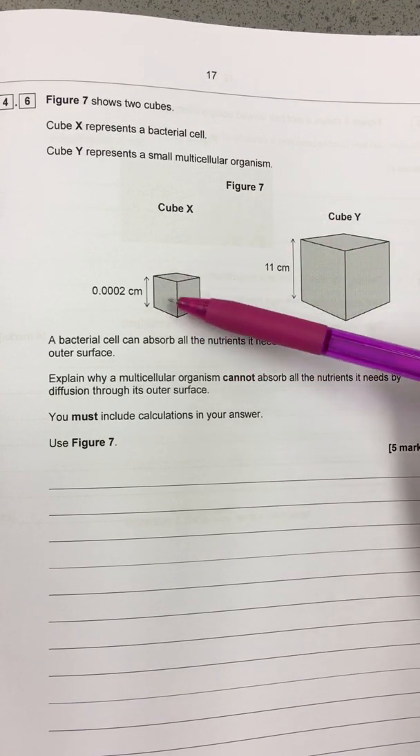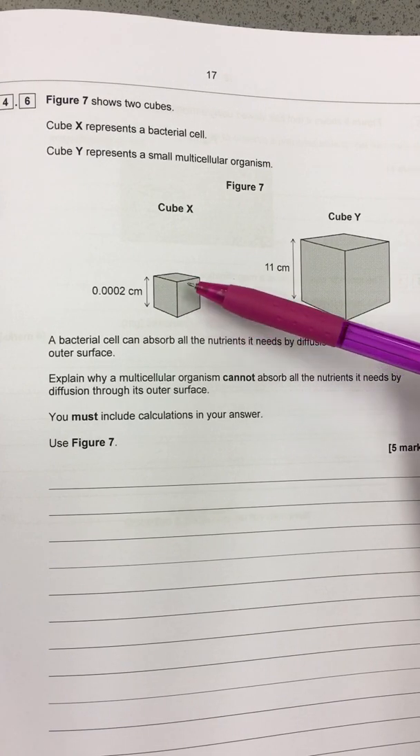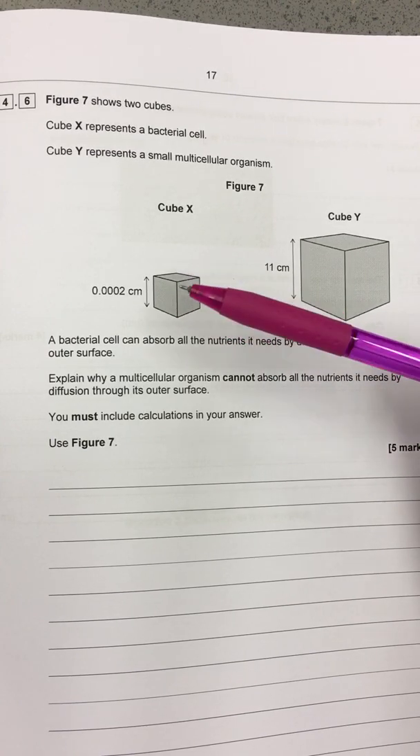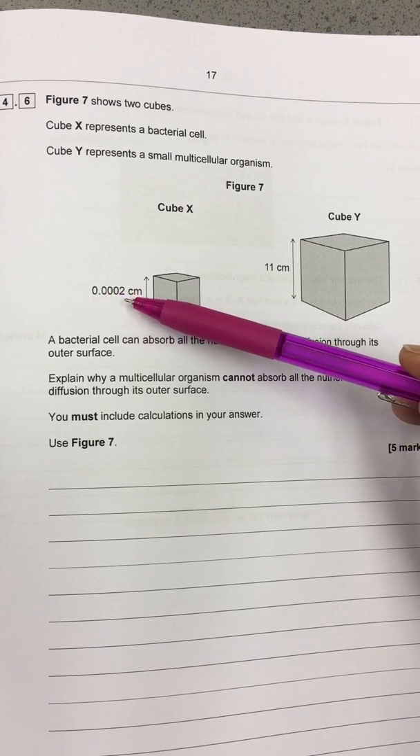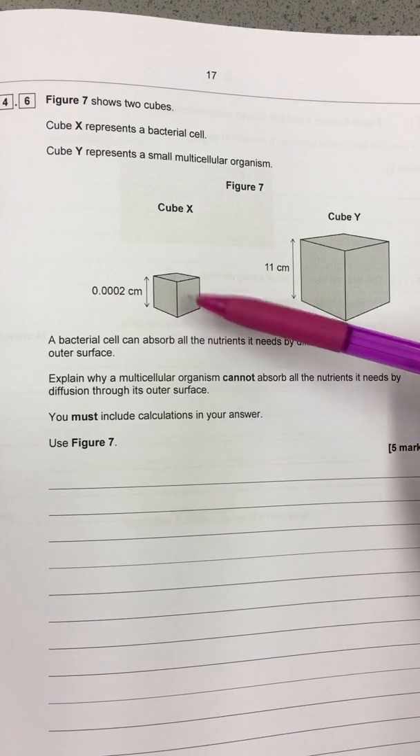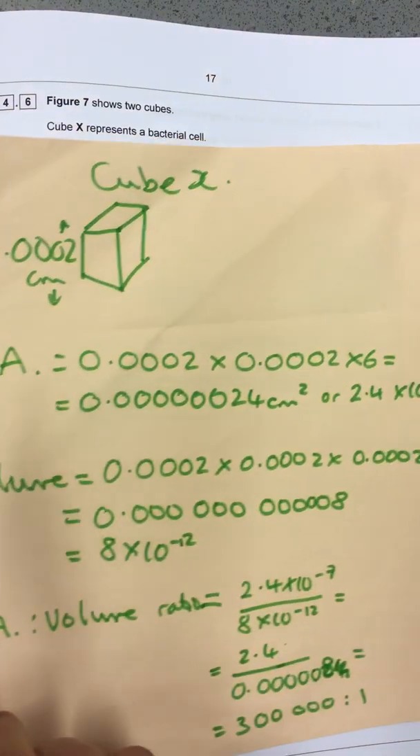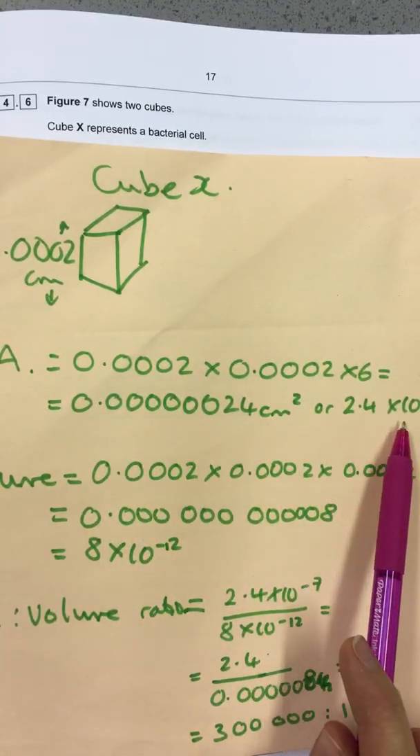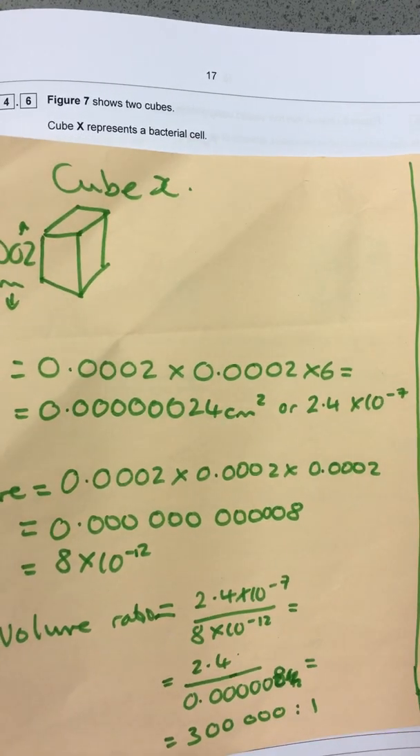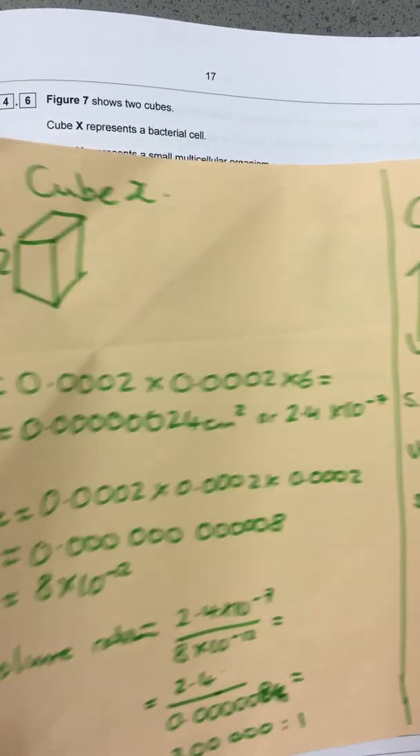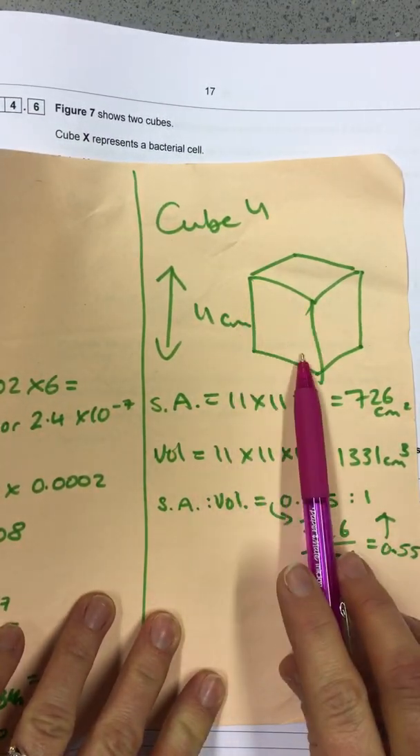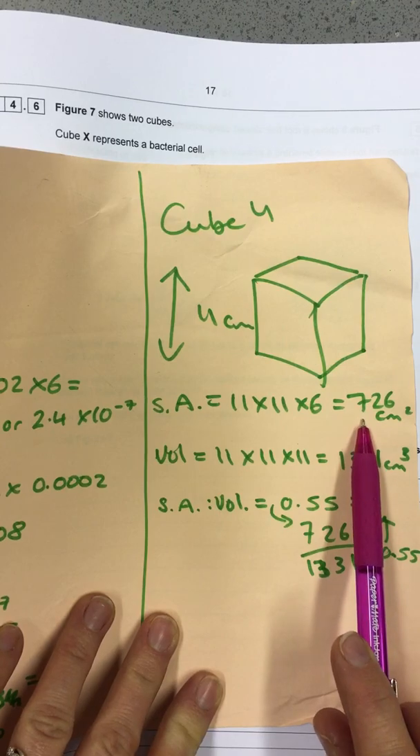So this small organism, to work out its surface area, it is like a dice, so it has 6 sides. We need to work out the area of one of the faces, then multiply that by 6. So we do this dimension here, times by itself for the area of one face, times that by 6, and that comes out as this number here, so 2.4 times 10 to the minus 7, okay? And the surface area for the larger organism, 11 times 11, area of one face, times by 6, 726 centimetres squared.